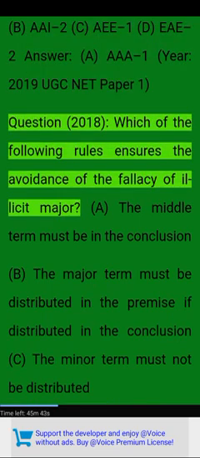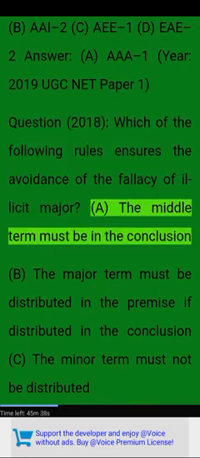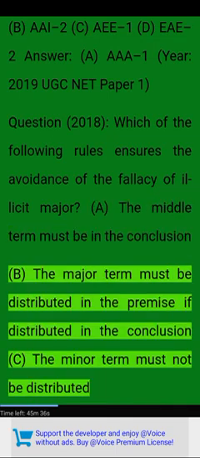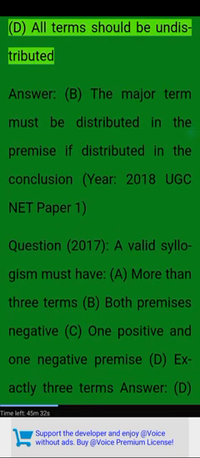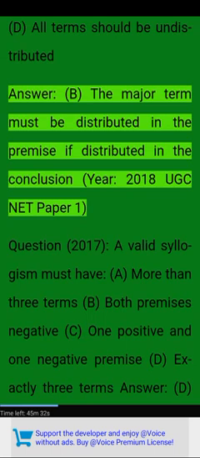Question 2018. Which of the following rules ensures the avoidance of the fallacy of illicit major? A. The middle term must be in the conclusion. B. The major term must be distributed in the premise if distributed in the conclusion. C. The minor term must not be distributed. D. All terms should be undistributed. Answer. B. The major term must be distributed in the premise if distributed in the conclusion. Year 2018 UGC NET paper 1.